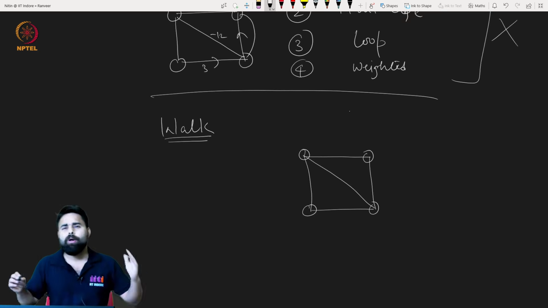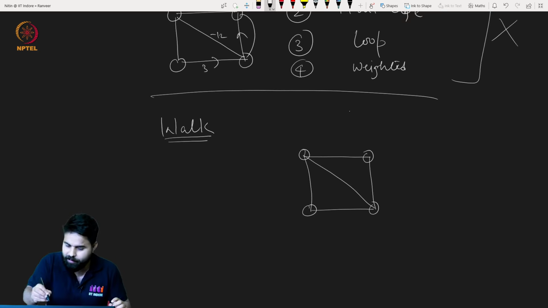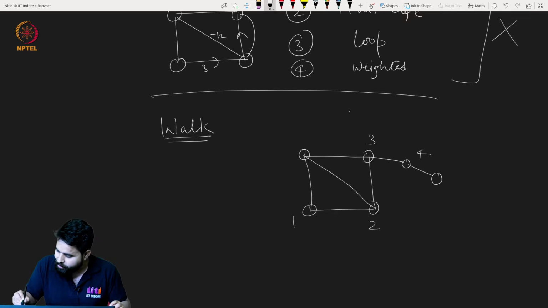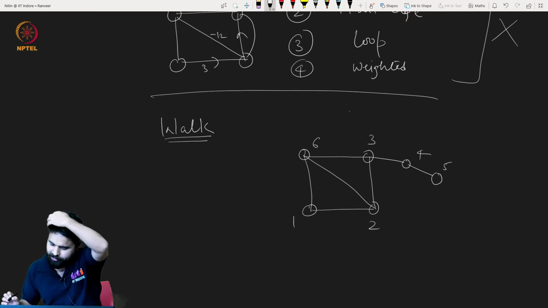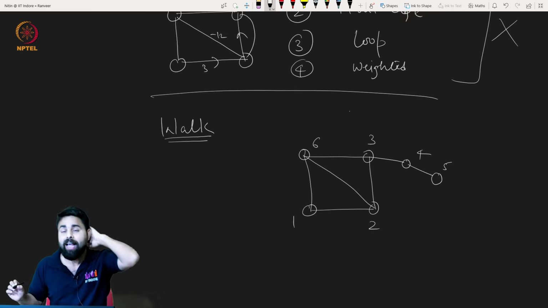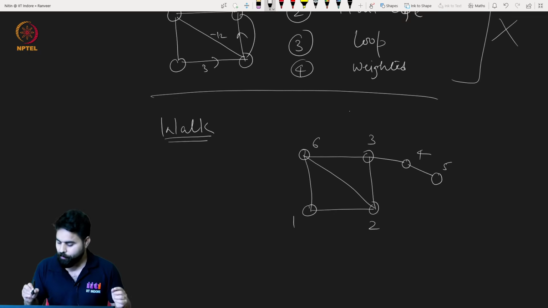Assume that there is some drunkard. Maybe I can augment this graph, so let me add a few more labels: 1 2 3 4 5 6. You can arbitrarily number these vertices. Now suppose there is a drunkard who is sitting at 2.